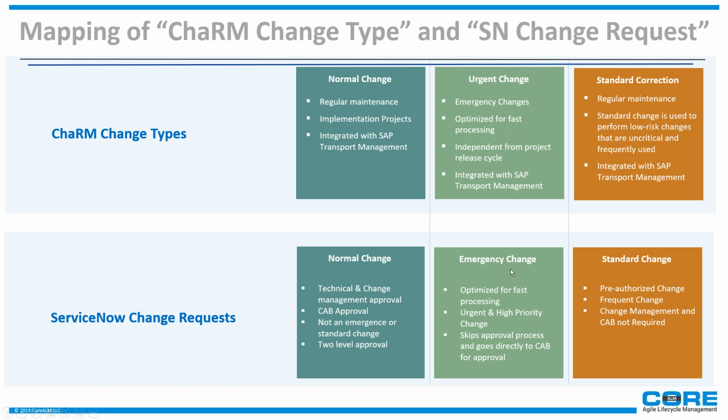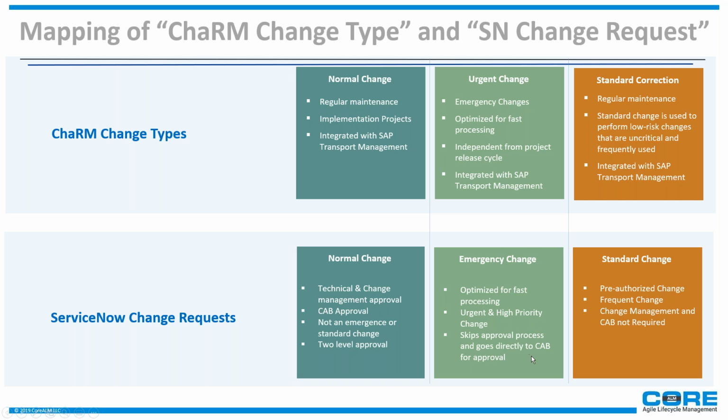Then if you jump to the urgent change, in Charm this is for emergency changes only. It's optimized for fast processing, and even though it does require an approval, it has fewer workflows. An example would be if you run into a production issue and need to move an SAP note as quickly as possible. In this case, we have fewer workflows to go through to move that change all the way to production as quickly as possible. It's also integrated with the TMS, or transport management in SAP, so you can move transports from one environment to another.